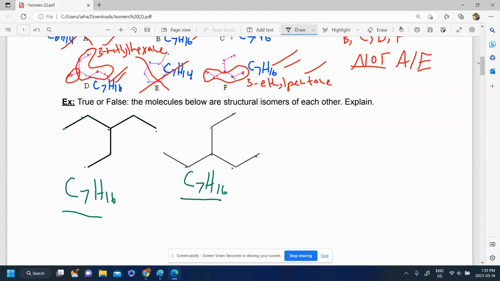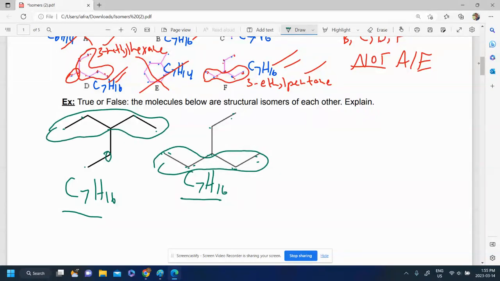If you look here, if you think about it, this 1, 2, 3, 4, 5 is our parent chain here, okay? This is our parent chain over here, and there's an ethyl group there, an ethyl group here too. Notice that they're on the same carbon, 1, 2, 3. So these are actually both the same molecule. They're both 3-ethylpentane.